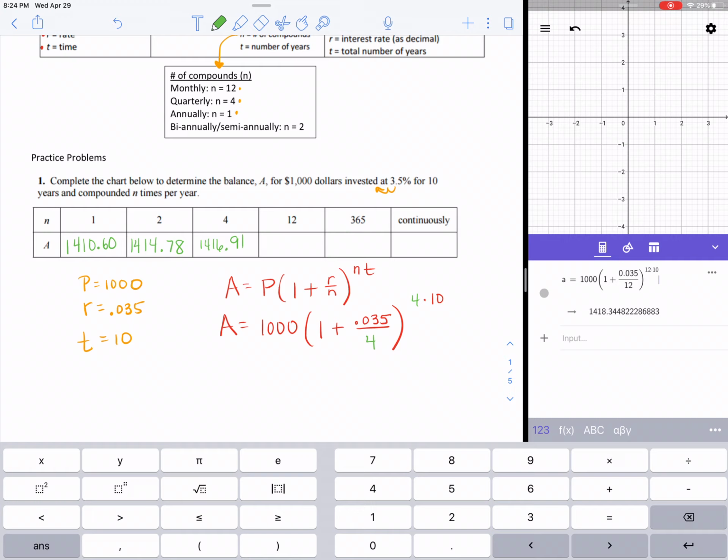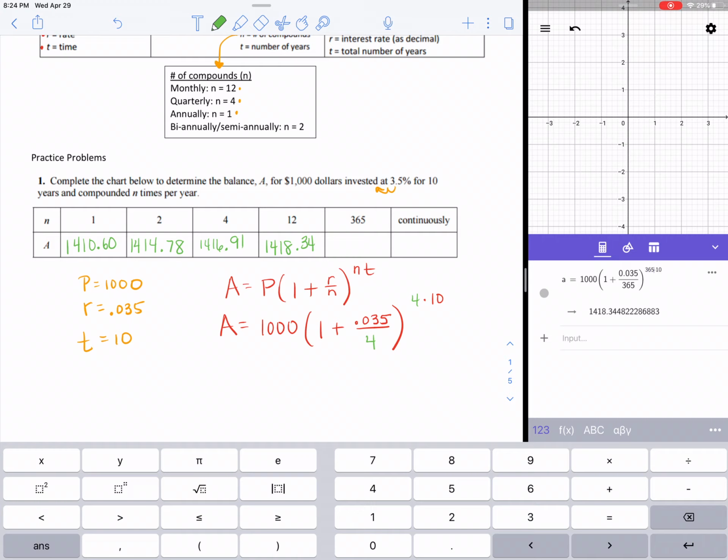Hopefully this is having you understand what the number is that tells you how many times it's compounded annually. So 12 times a year means each month the interest would be added on to the principal before computing the interest for the following month. 365 times a year, so that would be every day they're compounding the interest, adding it on to the principal before finding the interest for the next day.